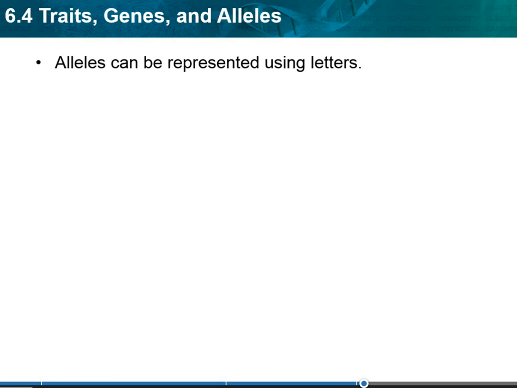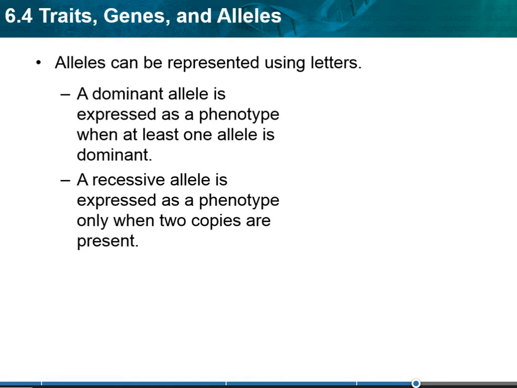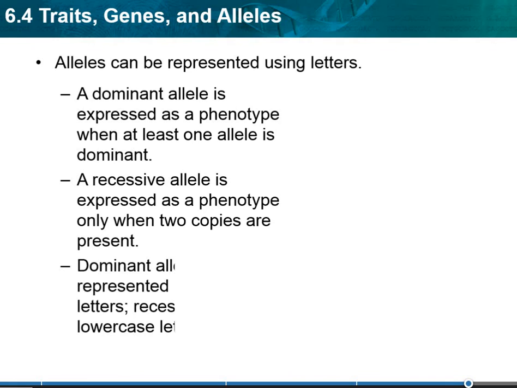Alleles can be represented by using letters. Like I said, you want to use the same letter throughout. So if you're saying T for tall, then the short should be a lowercase t. A dominant allele is expressed as a phenotype when at least one allele is dominant. A recessive allele is expressed as a phenotype only when you get two copies of that recessive. So if you have a dominant allele, you're usually going to see the dominant trait. The only way you see a recessive trait is if you get an allele from both parents in order for you to see that in the organism.